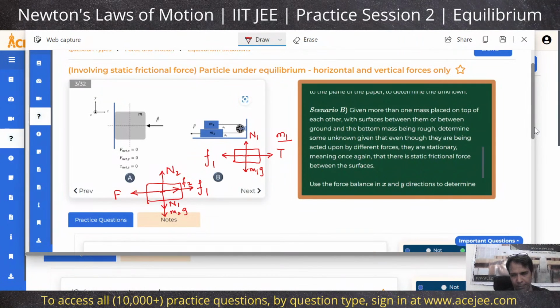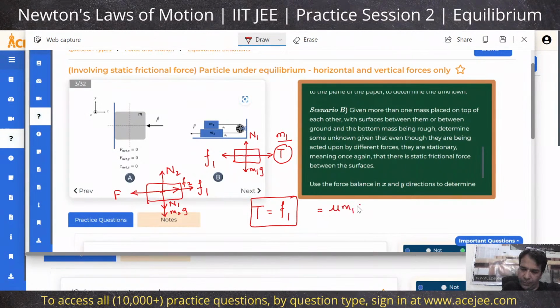Okay, so now the about-to-slip situation in this scenario would be T equals F1. In the about-to-slip situation, tension would be mu times N1, which is mu1 M1 g. Now, let's look at the second mass.